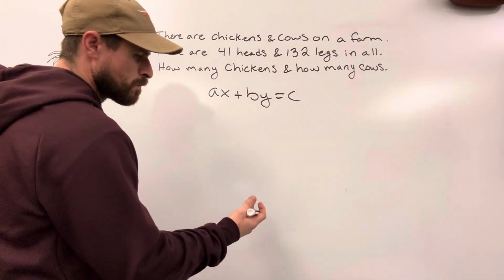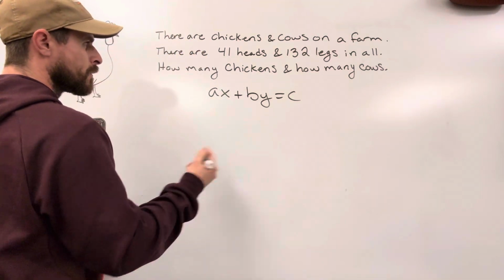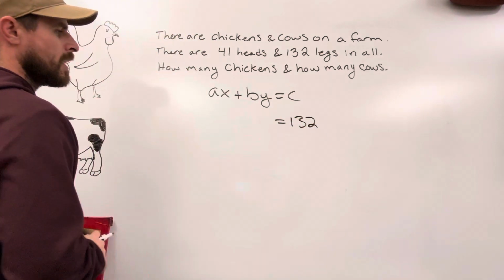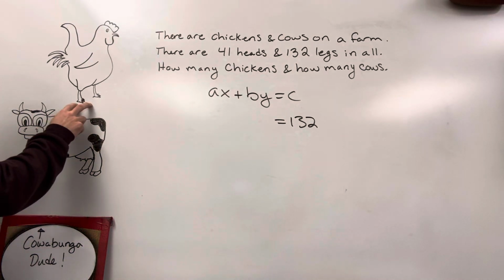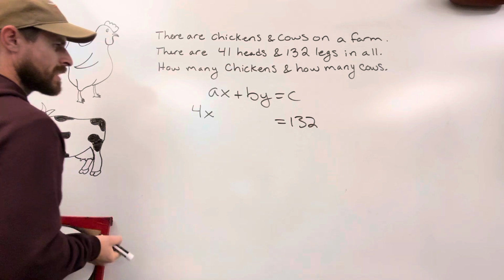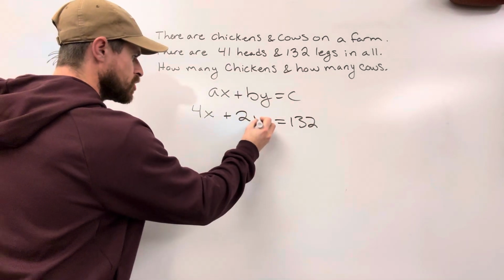So the first equation I'm gonna write, remember I need to make 2 to make a system. The first one is gonna have the total of legs, 132 legs. Now, if I'm talking legs, I need to attach a number to each of these because cows have 4 legs, so I'm gonna say 4x. Chickens have 2 legs, so I'm gonna say 2y.